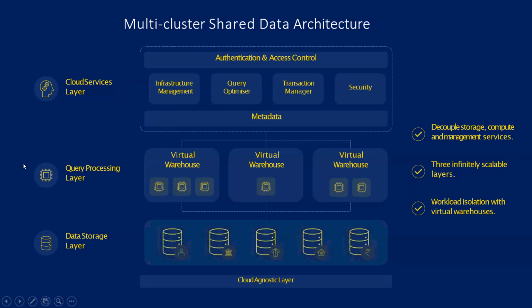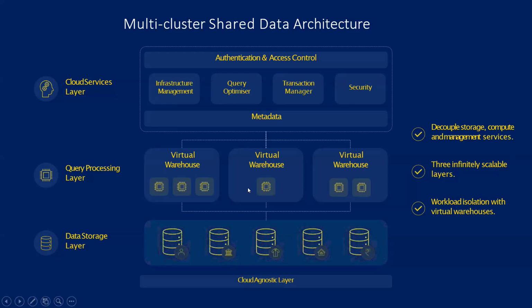Here we mainly have three layers. One is the data storage layer, second is the query processing layer, third is the cloud service layer. In the data storage layer, data will be stored in a compressed column format, so that the size of data stored is very small and the data storage cost is less. That is how the Snowflake backend algorithms work. This is the data storage layer, or you can call it the remote storage layer.